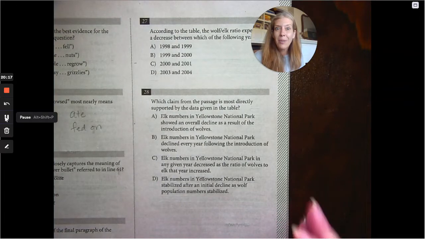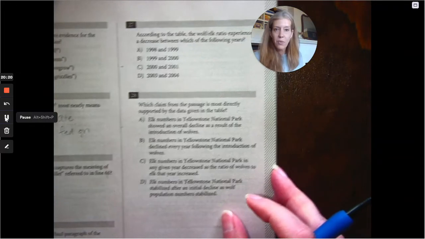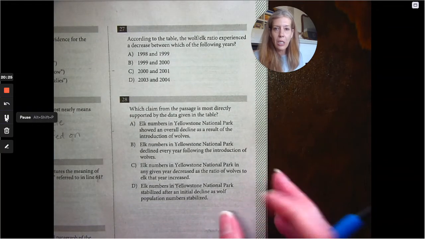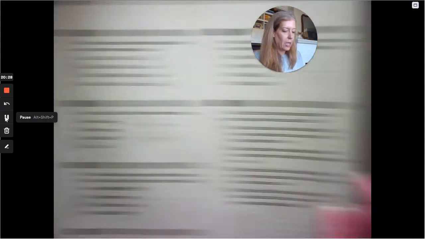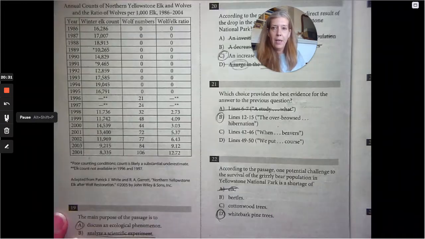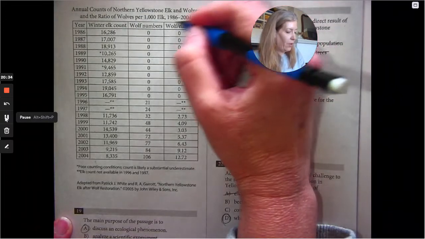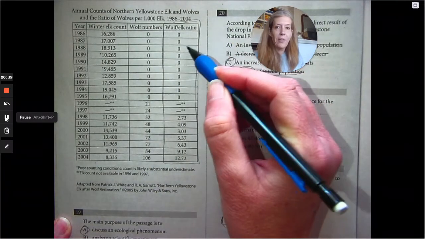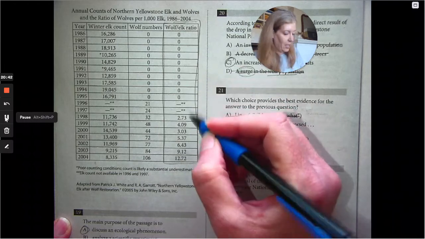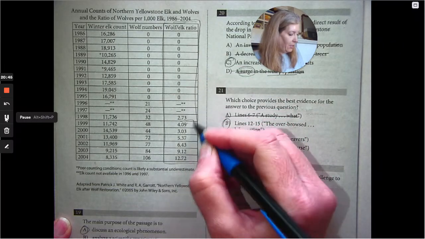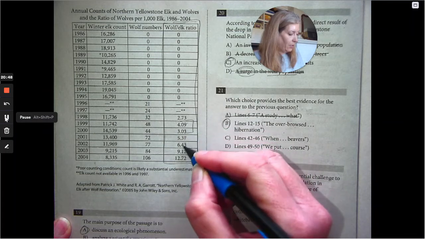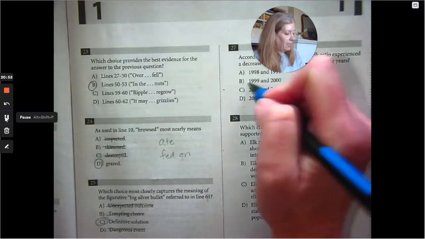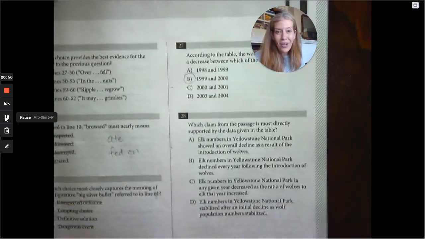I love it. And now we're at the table. Okay, let's get through this fast. Table's meant to be fast. According to the table, the wolf-elk ratio experienced a decrease between which of the following years? Now we know why we're looking. As soon as I look, I see wolf-elk ratio. This is the only thing we're looking at. And we're looking for a decrease between what years? There's an increase. There's a decrease. There's an increase. There's an increase. There's an increase between the years of 99 and 2000. 99 and 2000. It's that simple.